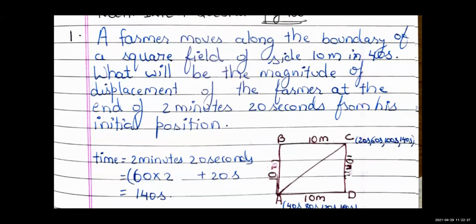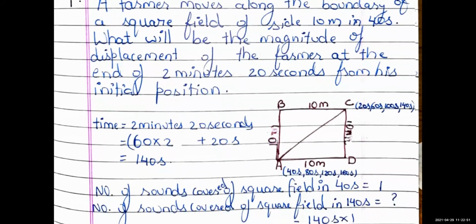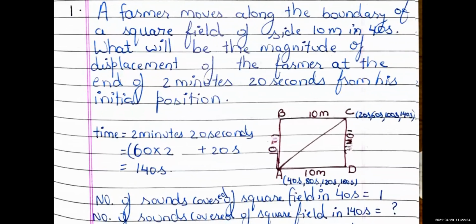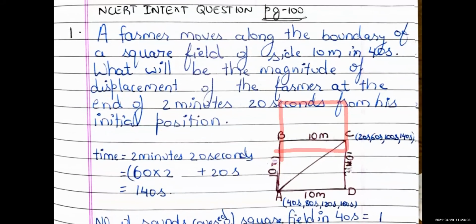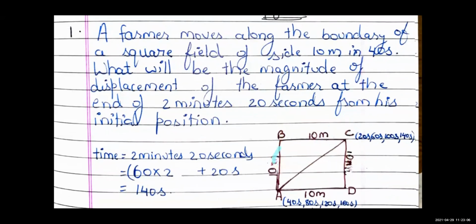Okay, a farmer moves along the boundary of a square field of side 10 meters in 40 seconds. So children, a farmer is moving on his farm, which is in the shape of a square. He takes one round of it from A to B, B to C, C to D, and D to again A in 40 seconds. So one round is in 40 seconds.